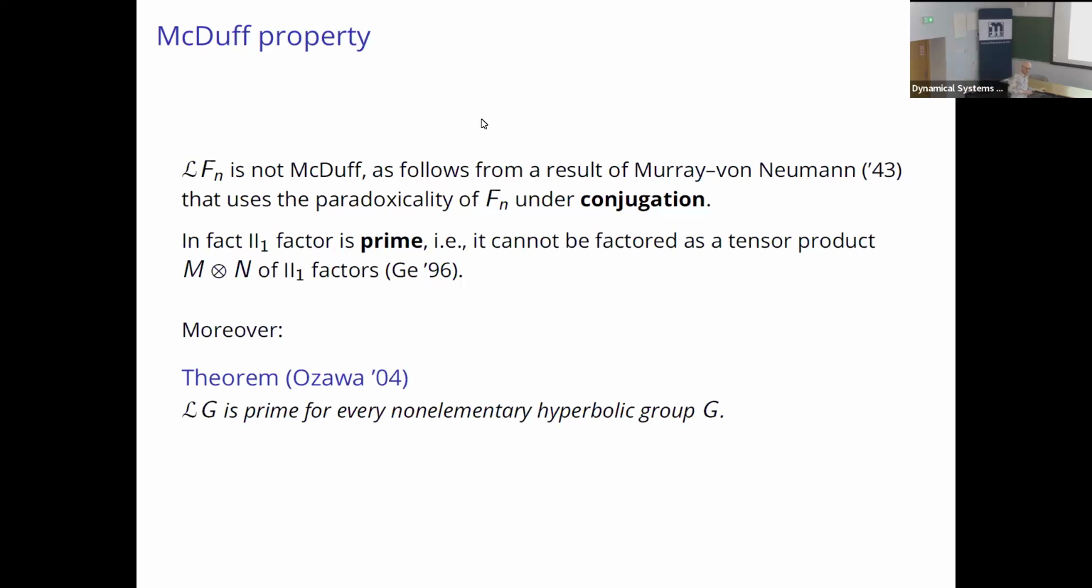Yeah, I'm just curious about the historical motivation for this property, like being McDuff. Why was it introduced in the first place? Okay, so Murray and von Neumann's original motivation was to find a factor that was different from R, from the hyperfinite one. And so they showed that this paradoxicality of the free group under conjugation shows that there cannot exist projections of trace a half that are approximately invariant under conjugation.